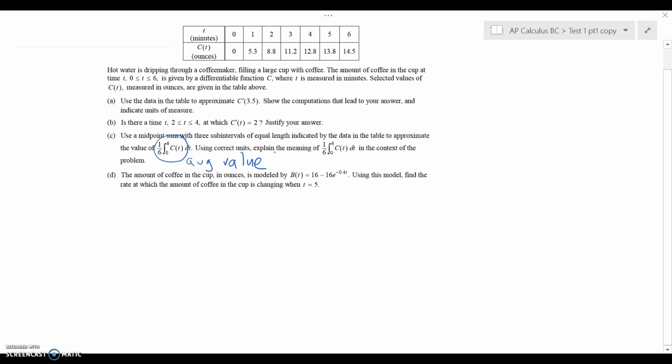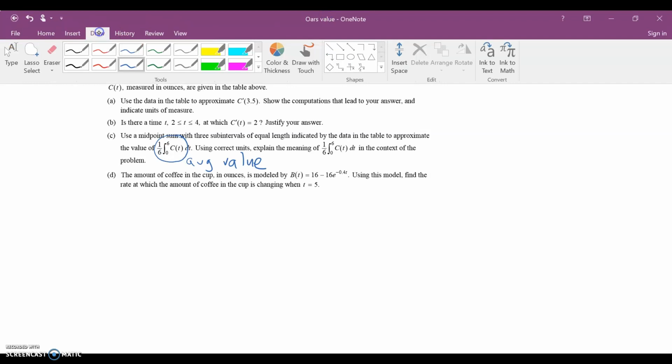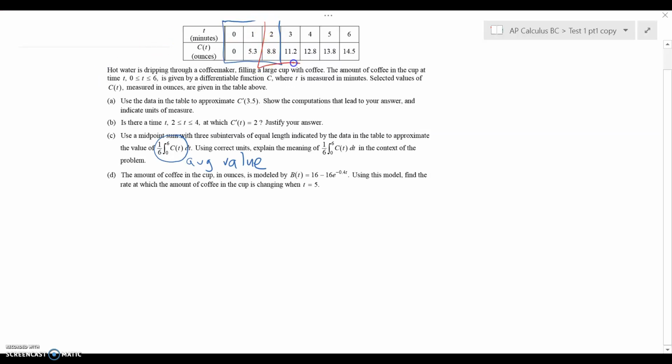So using a midpoint sum with 3 subintervals. That means we're going to go from 0 to 2, and we'll go with some different colors here. And then we're going to go from 2 to 4.